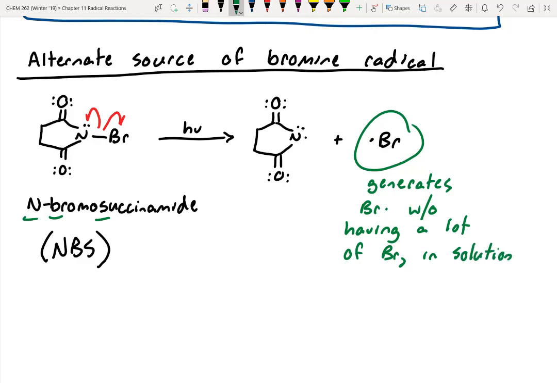All right, if you notice in my note, though, I said this generates the bromine radical without having a lot of Br2 in solution, but I didn't say no Br2 in solution. Why do you think that is?